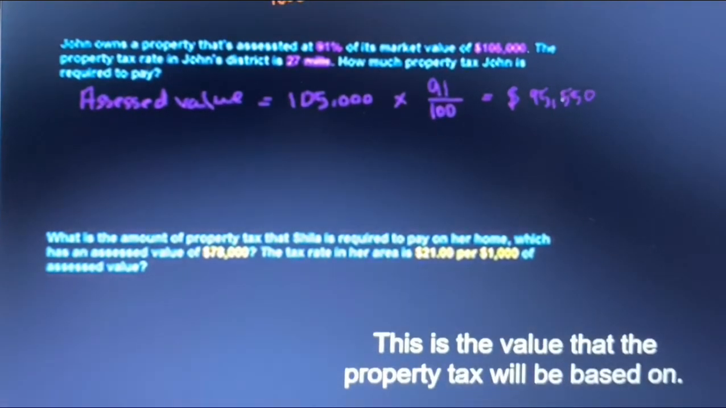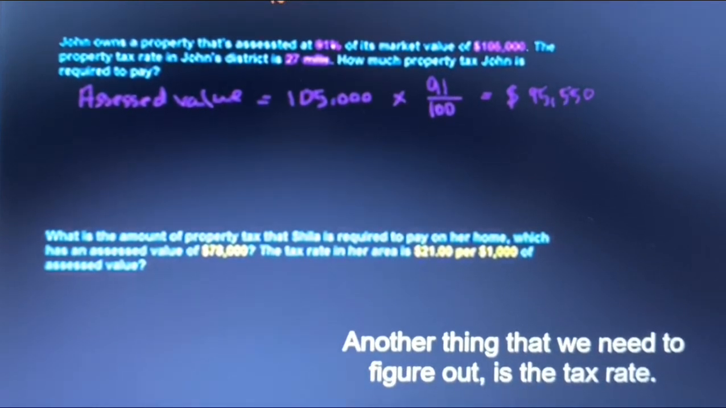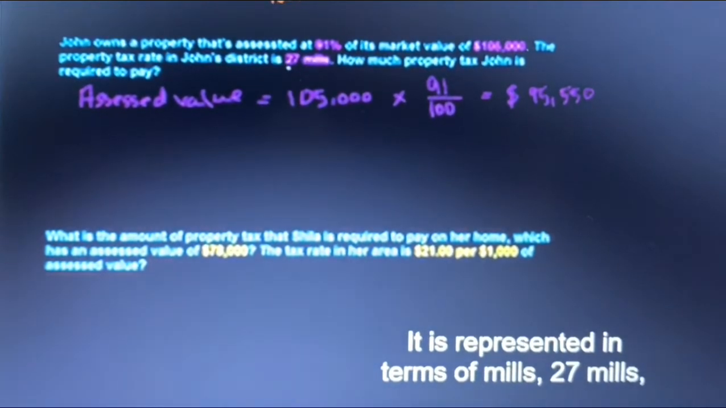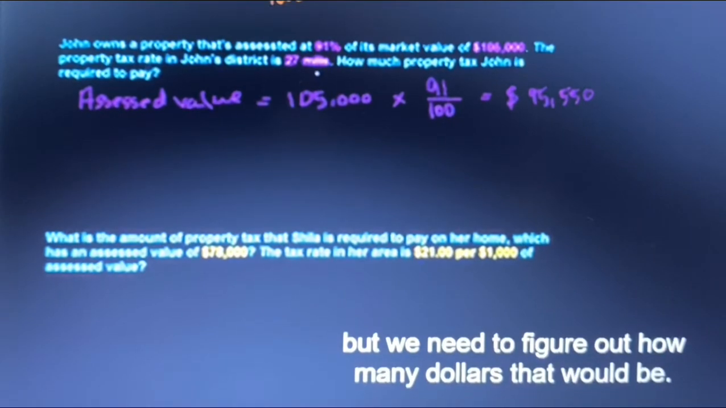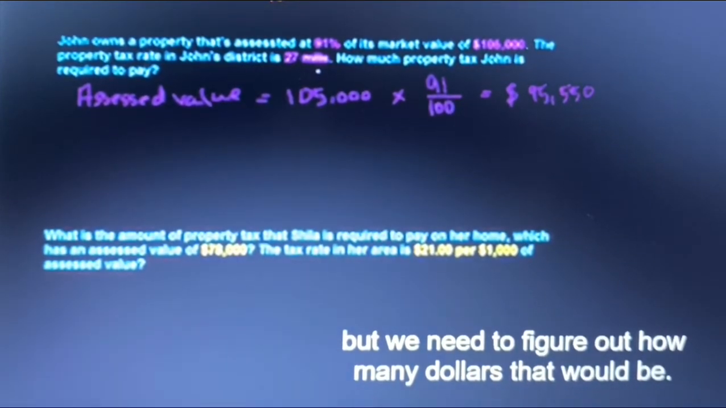This is the value that the property tax will be based on. Another thing we need to figure out is the tax rate. It is represented in terms of mills, 27 mills. So I need to figure out how many dollars that would be.